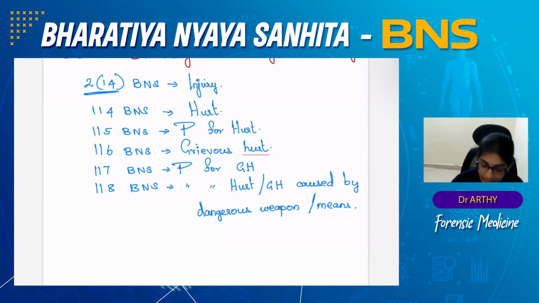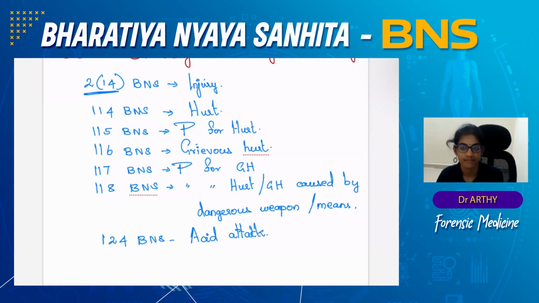So we started with the number 2 and 4. Let's again end it with the same combination. It's 124 BNS, which talks about acid attack. So when they ask you in the exam, use this. Sometimes these are useful where you write down and you tend to remember what it is.